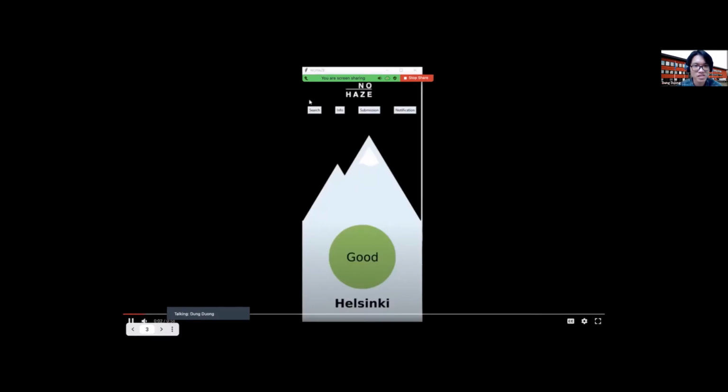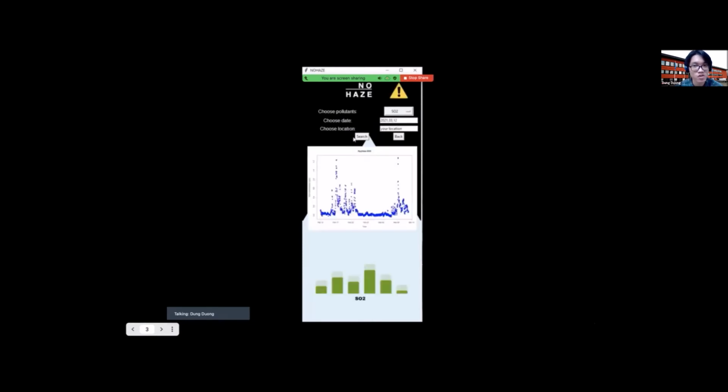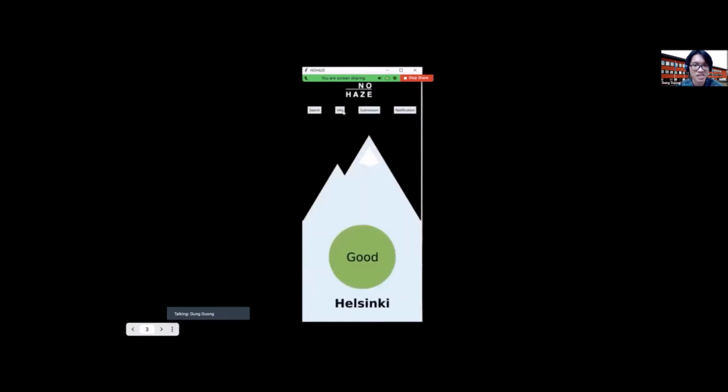Here's the main page. You can see it will display the general air quality of your current location. And if you want to find more information, you can go to the search page where you can select your pollutant species and then input their time frame and then your location. Then the app will retrieve the data on that certain pollutant, and it will display a complicated graph and also a simplified graph. And this data will be compared to guideline levels to display whether it is hazardous or not.